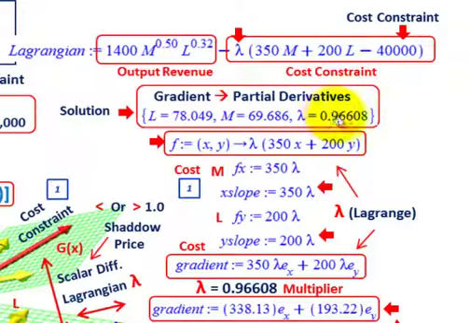and the Lagrangian multiplier here is 0.96608. So in this case, that Lagrangian is less than 1. Remember, depending on your cost constraint, that Lagrangian can be less than a unit of 1 or greater than a unit of 1, or it could be equal to a unit of 1.